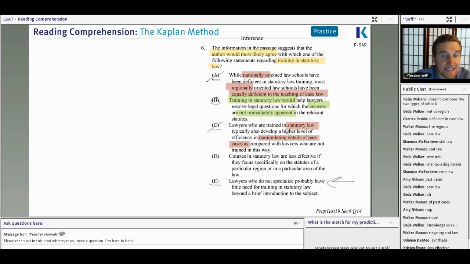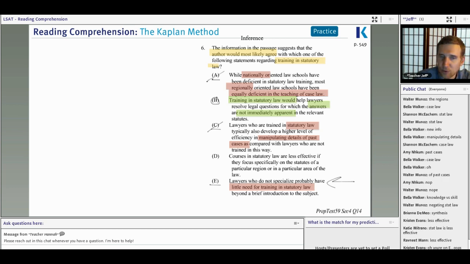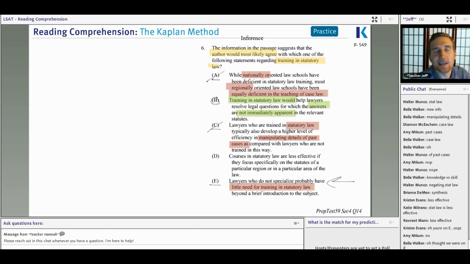Well, it goes against that law. It says that they have little need for training in statutory law. Whoa. Did the author ever tell us about a situation where stat law wouldn't be needed? Where stat law shouldn't be taught or learned by students? No, yeah, I'm on E because we didn't have any picks in D. So yeah, I know a couple of people were actually answering for D. In answer choice E, it's the fact that it talks about this little need for training in stat law, and that goes against what the author is saying.